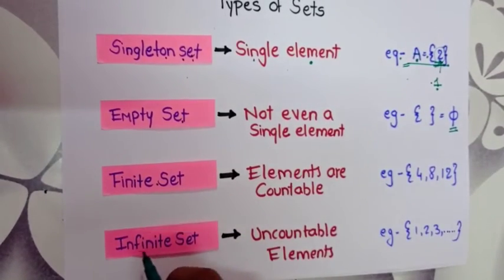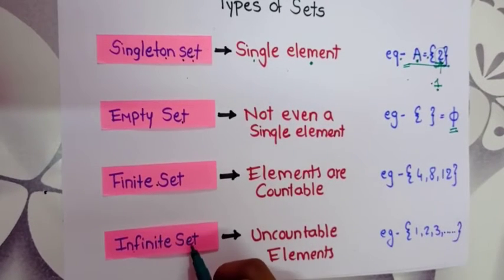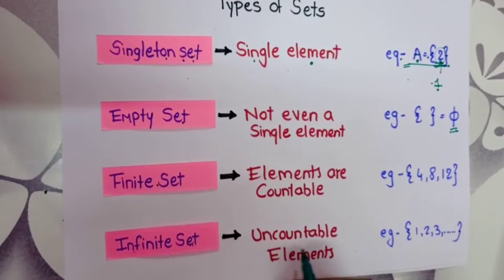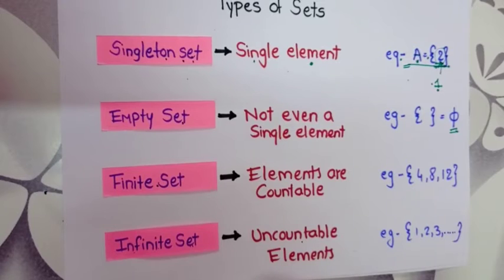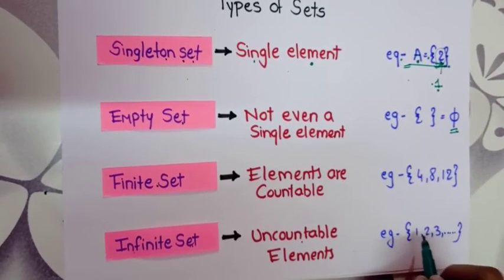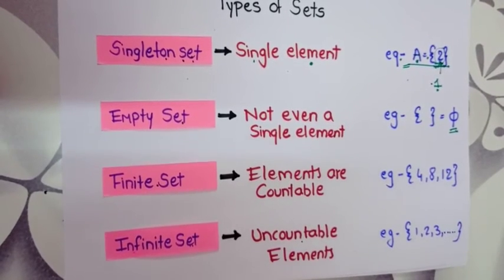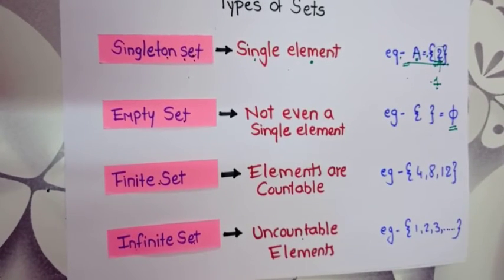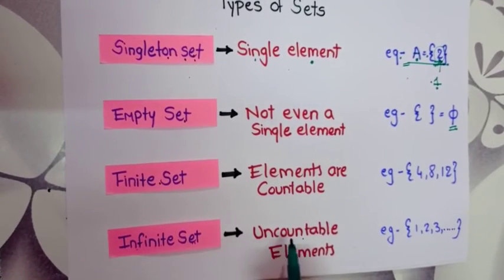And the next set is the infinite set. Now how can we write the definition for the infinite set? Infinite set is a set of uncountable elements. For example, in set builder form we can say that A is a set of natural numbers. Now how can we count? We can count, but they are infinite: 1, 2, 3, 4 and so on. We cannot stop at any number, therefore it is an infinite set.